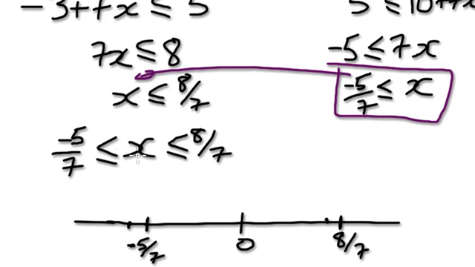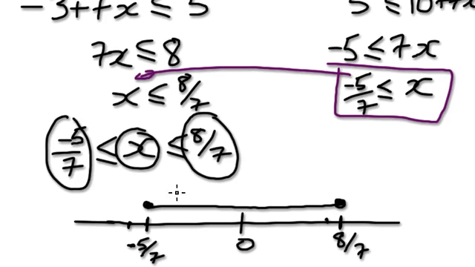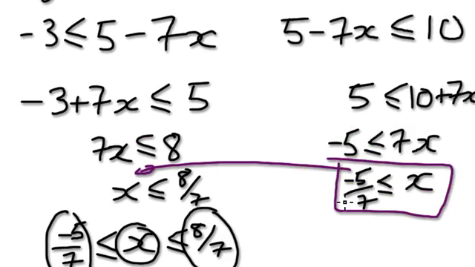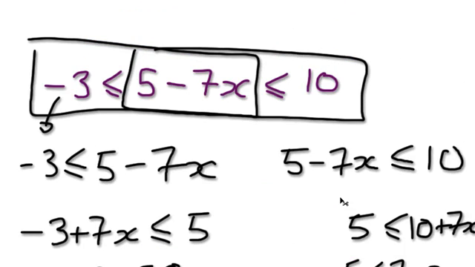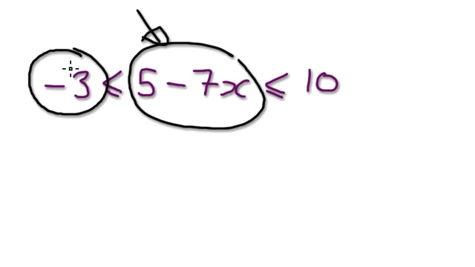Looking at x here, x has to be bigger than or equal to this number here, but less than or equal to this number here. So your solution here will be this. Now if you select any number in between here and put it back into the original thing here, then this whole thing will be bigger or equal to minus 3, but it will be less than or equal to 10.